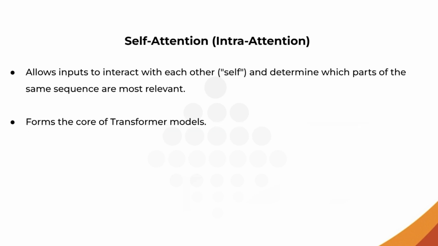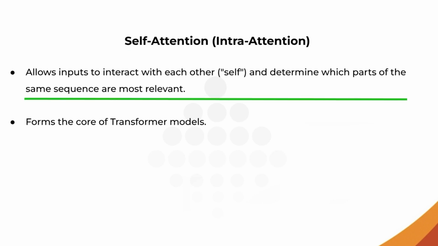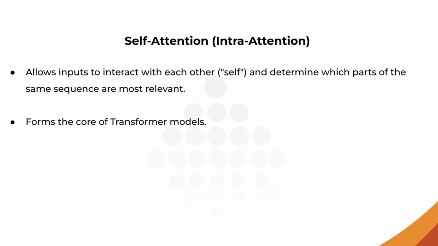Now for a real game changer, self-attention or intra-attention. Here, the inputs essentially pay attention to themselves. The model looks at different words within the same sentence or sequence to understand context and relationships. For example, in "the cat chased the mouse because it was fast," self-attention helps determine if "it" refers to the cat or the mouse by weighing the importance of other words in that very sentence.